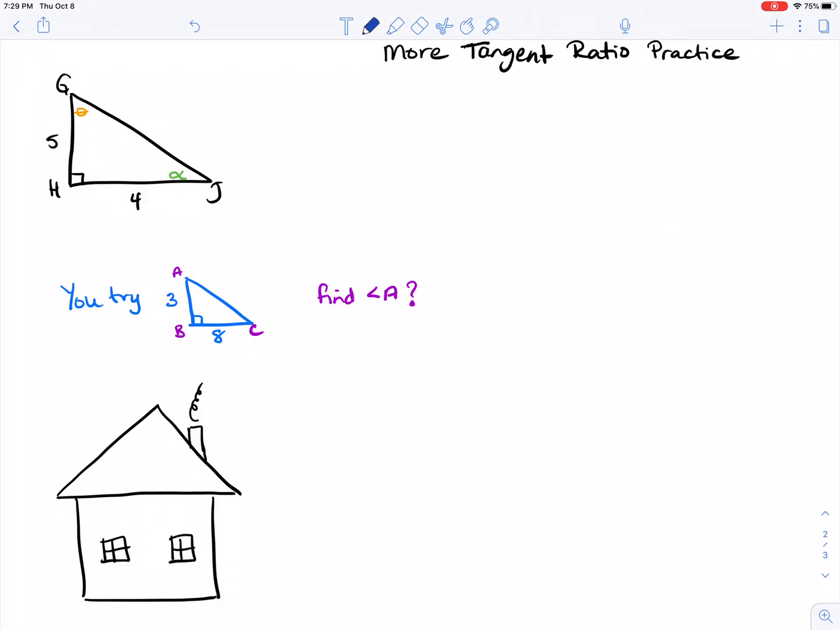Welcome to the second video on tangent ratios. In this video we're going to have a little bit more practice calculating using the tangent ratio.